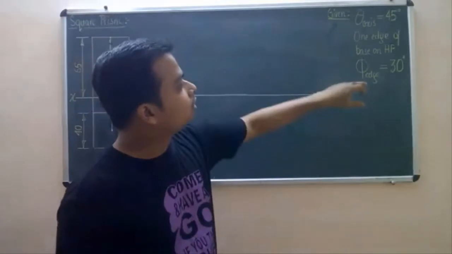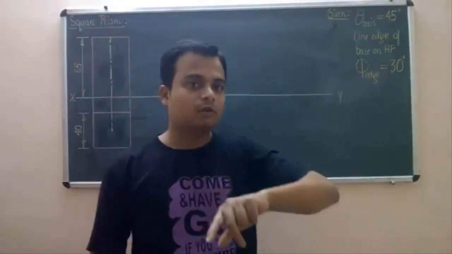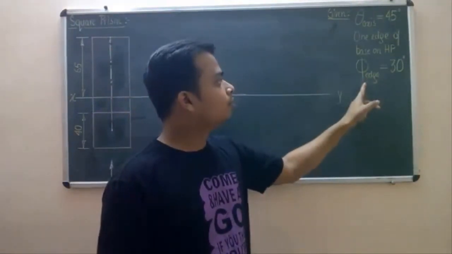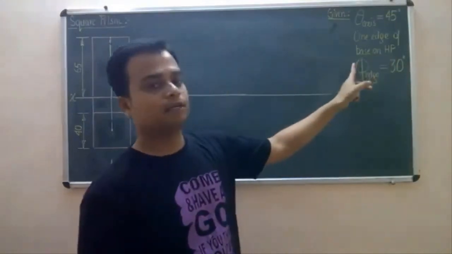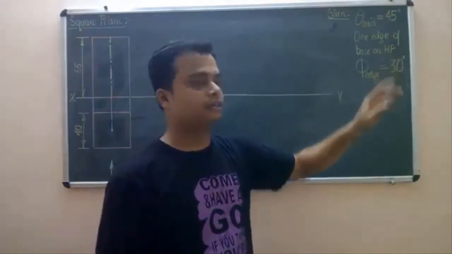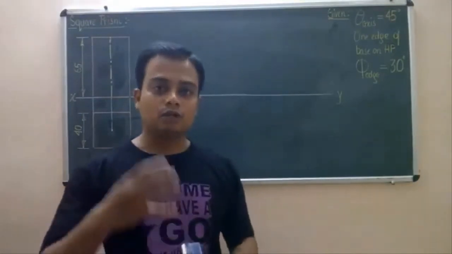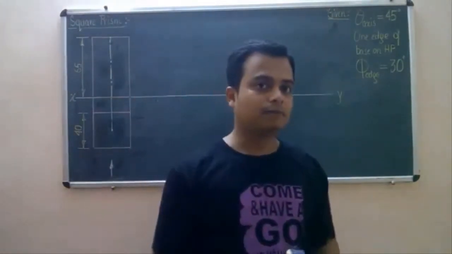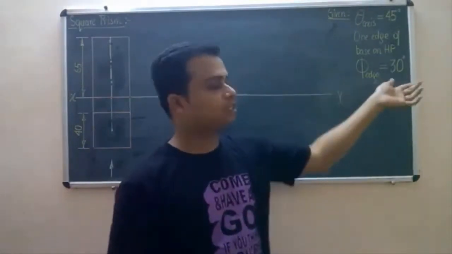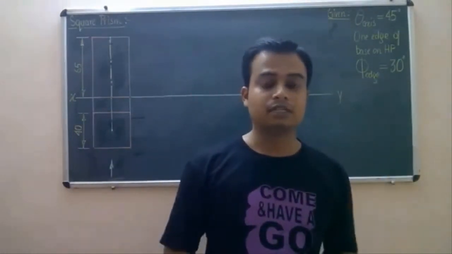See, third point is the edge which is actually grounded also makes an angle of 30 degrees with the vertical plane. So phi edge has been given as 30 degrees. Okay, apart from remaining grounded, the edge also makes a certain angle with the vertical plane, which has been denoted by phi edge, which is equal to 30 degrees. So let us get started.